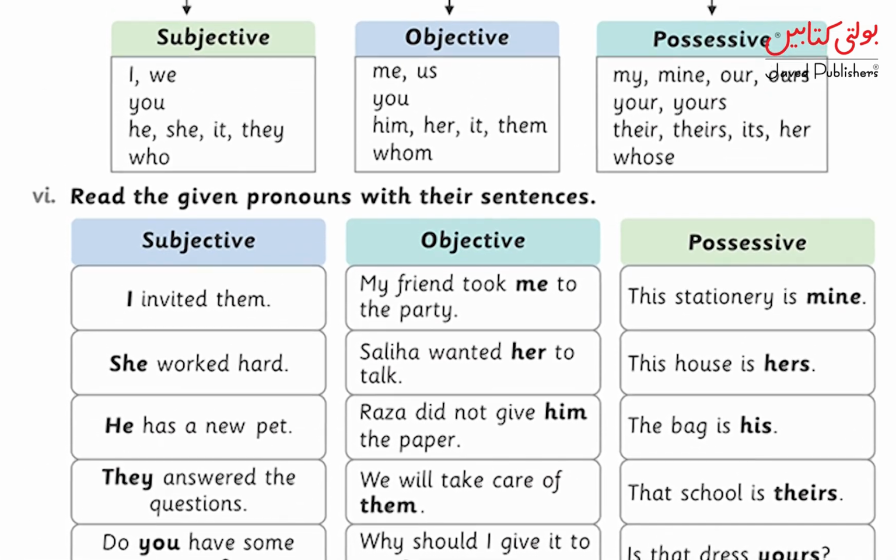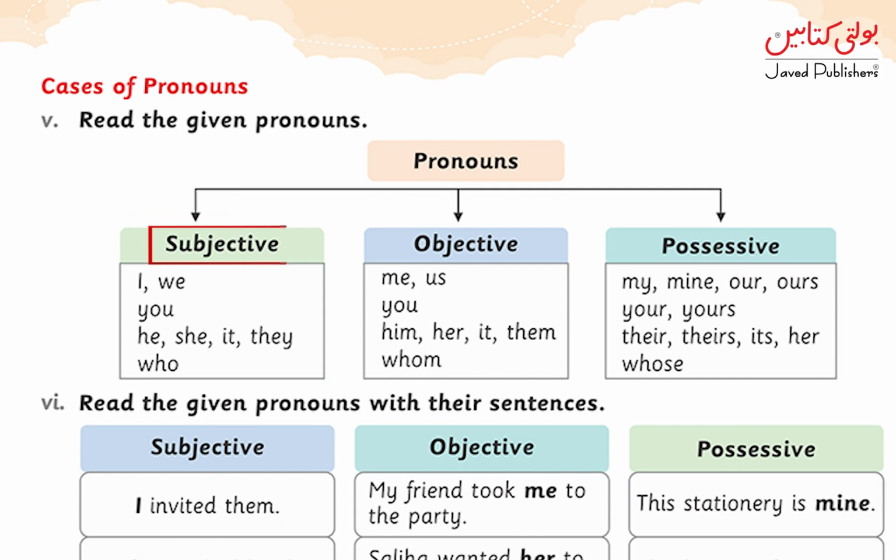On page number 55 we have cases of pronouns. We have three cases of pronouns: subjective pronoun, objective pronoun and possessive pronoun. We use these pronouns in the place of nouns. So let's learn about their usage now. Subjective pronouns are the pronouns in which we use I, he, she, we. Objective pronouns are those pronouns in which we highlight the pronoun on which the action was done.